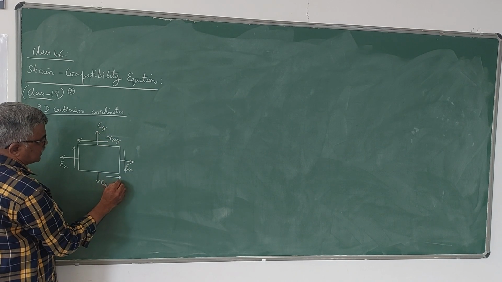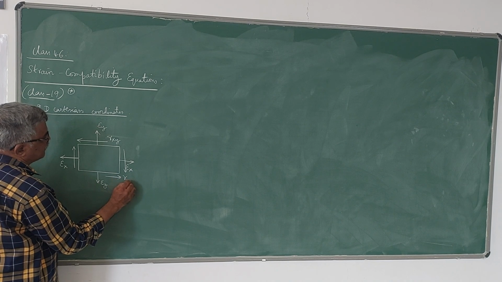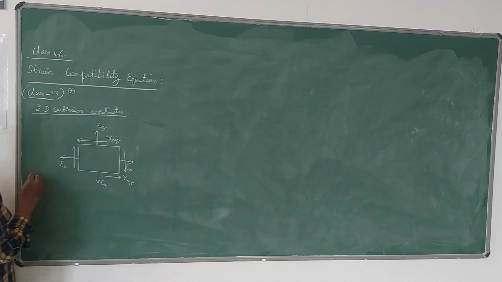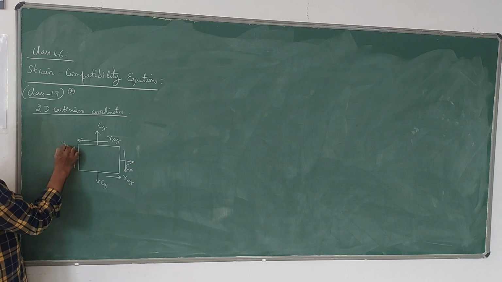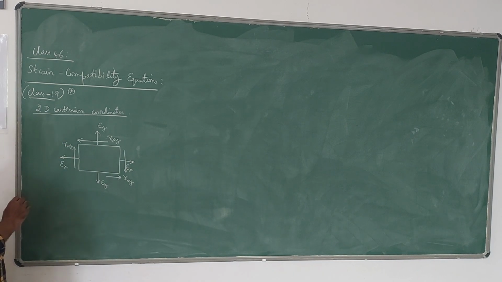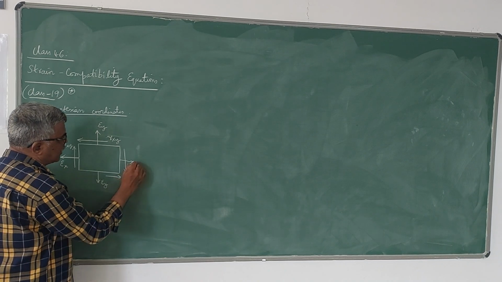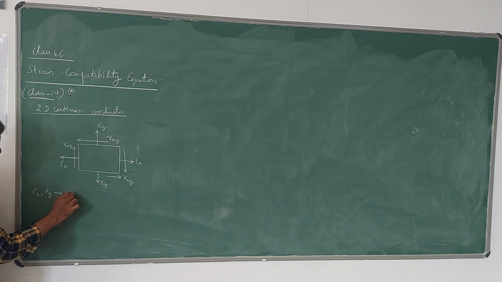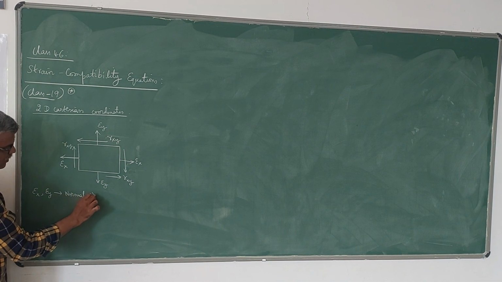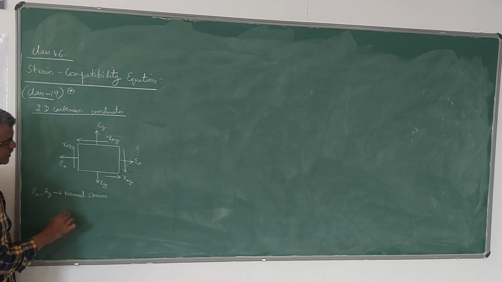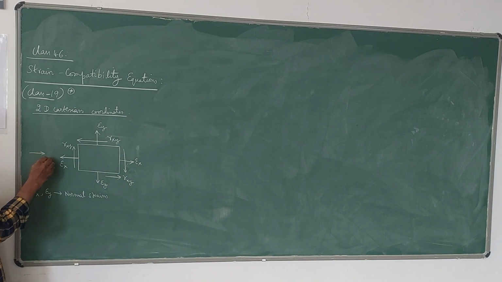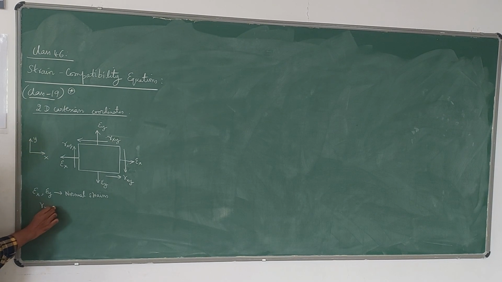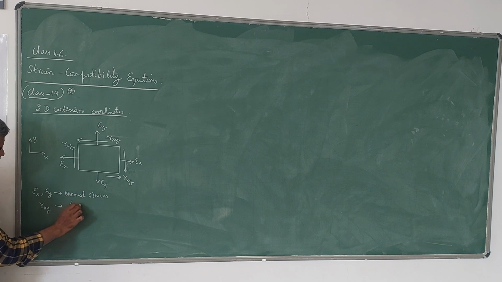Similar to the two-dimensional stress system, you have a two-dimensional strain system like this. So here, epsilon x and epsilon y are the normal strains or direct strains along x and y directions. X direction is like this, y direction is like this, whereas gamma xy is the shear strain or tangent strain.